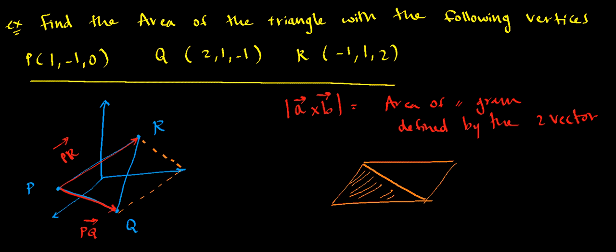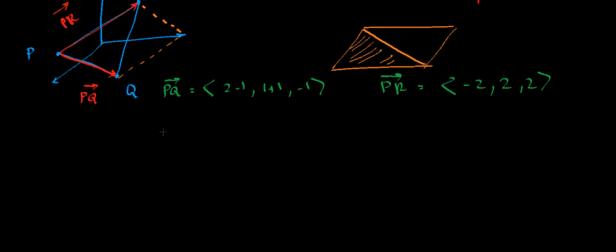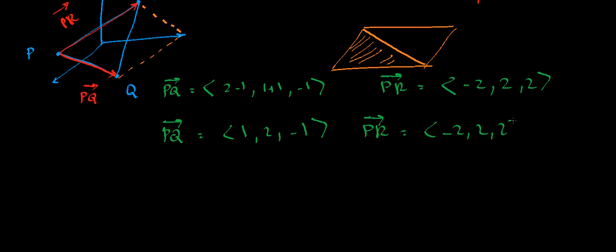So let's find the vectors. Vector PQ, again, the way we find the vector between 2 points is that we have the end point minus the start point. So it's going to be 2 minus 1, 1 plus 1, and negative 1. Vector PR, negative 2, 1 minus negative 1 is just 2, and 2 minus 0 is 2. Okay, so vector PQ is equal to 1, 2, negative 1. Vector PR is negative 2, 2, and 2.